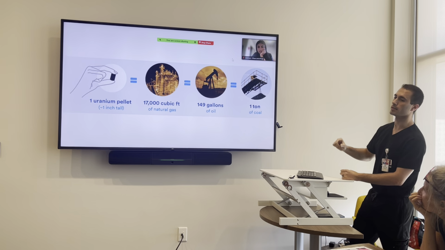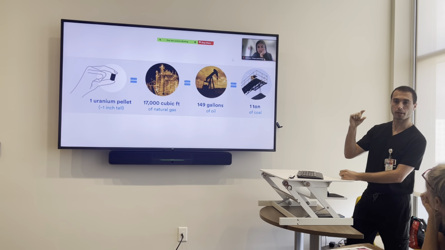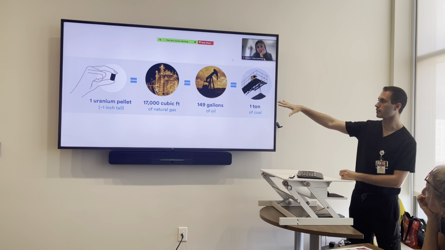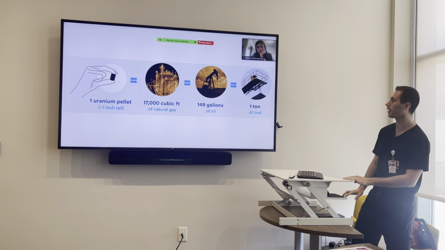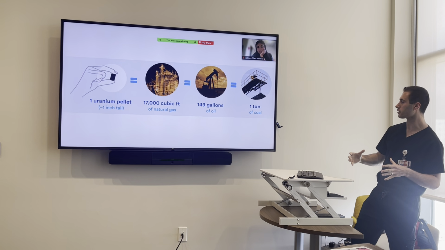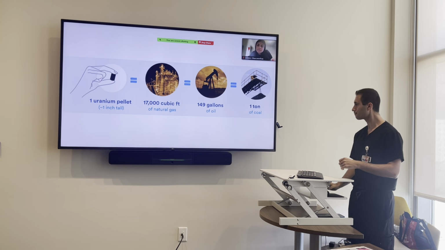To give an idea of how dense nuclear energy is, the one uranium pellet that we would use to power a reactor is equivalent to 17,000 cubic feet of natural gas, 149 gallons of oil, and 1 ton of coal.